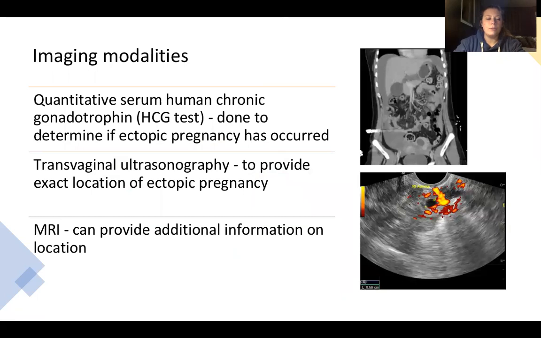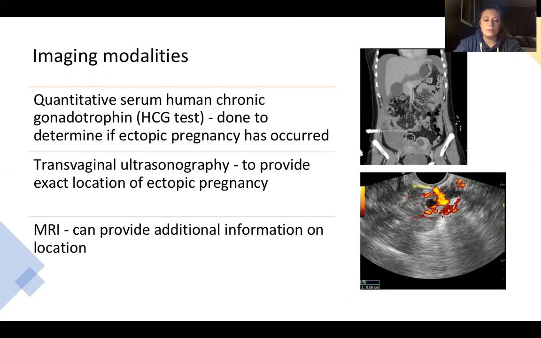There are a few options for imaging modalities. Quantitative serum human chorionic gonadotropin test, or an HCG test, is a blood test used to determine whether a woman is pregnant or not. This test is performed to ensure that the patient is in fact pregnant while experiencing any of these signs or symptoms, and then they will conduct further testing after that.